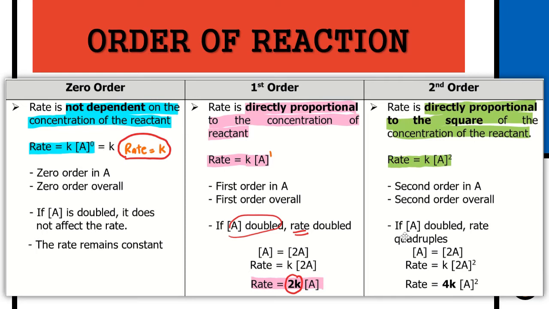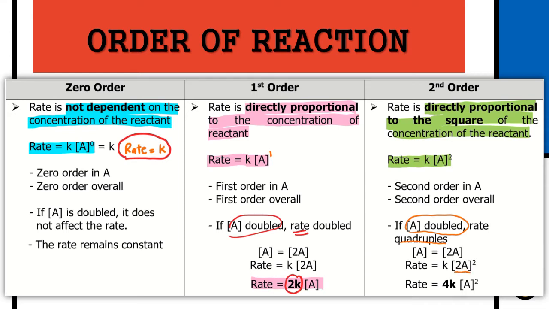So what happened when I double the concentration of A? If you look over here, when we double the concentration of A, the rate will quadruple. What does it mean by the rate quadruples? How do we know it quadruples? So the same step that we will take, we substitute A as 2A. So inside here, when we substitute A as 2A, we will get rate equals K concentration of A to the power of 2.